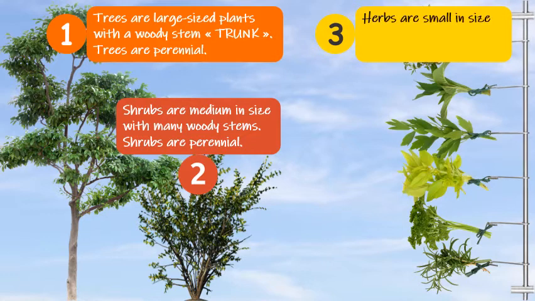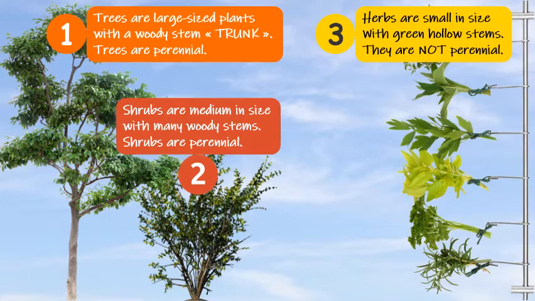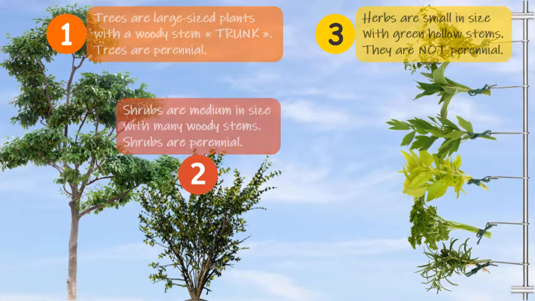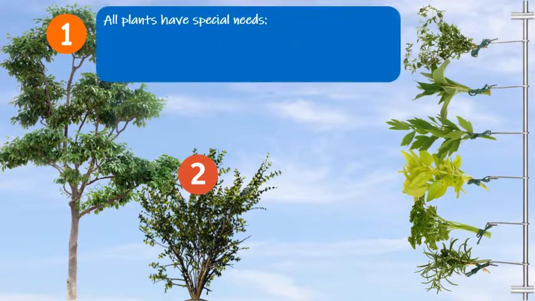Herbs are small in size. They have green, hollow, tender stems, and they are not perennial. These types of plants, actually all plants, have special needs. They need sunlight, they need air, they need water and minerals to grow.